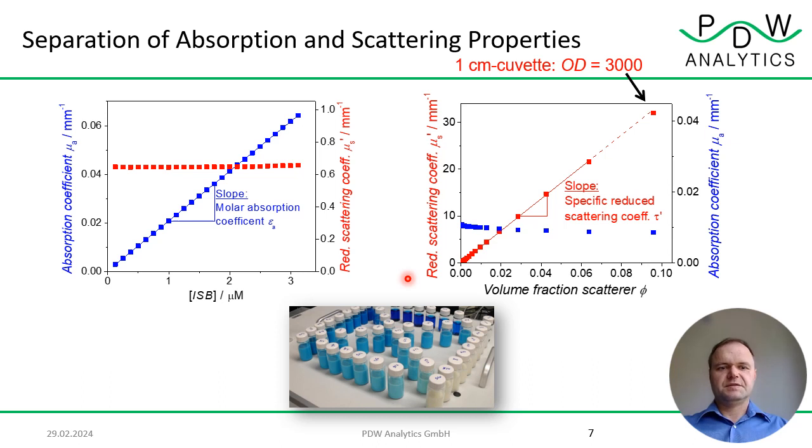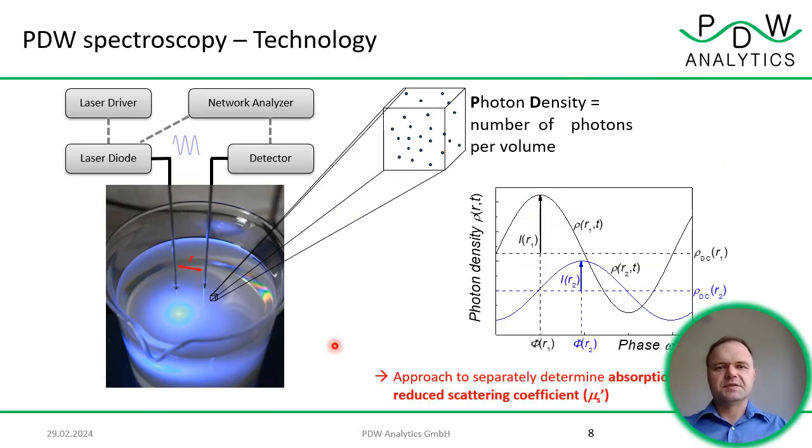How is this done? Experimentally, by technology, I would like to show you on the next slide. The concept behind is that we use intensity modulated laser diodes. So we have laser diodes implemented in the spectrometer, and they are modulated in their intensity, not in the wavelength. This modulation is generated by a so-called network analyzer.